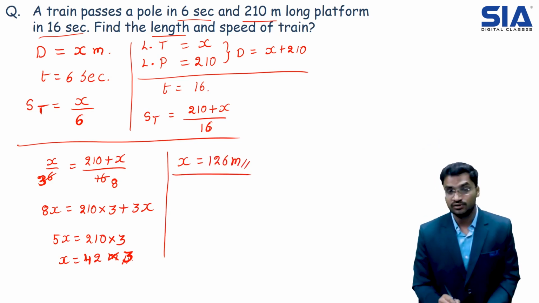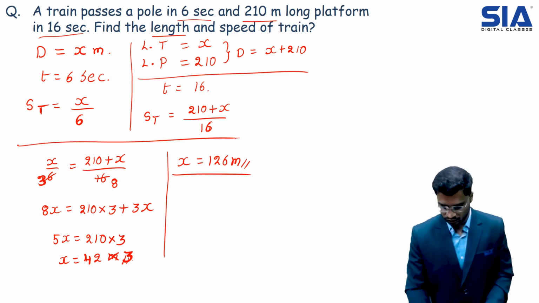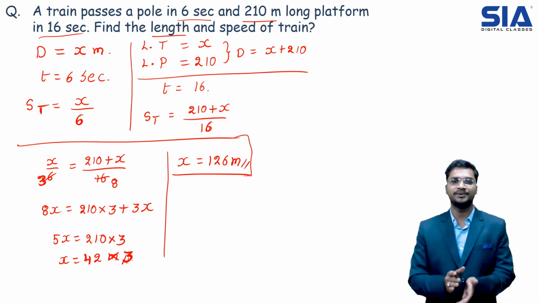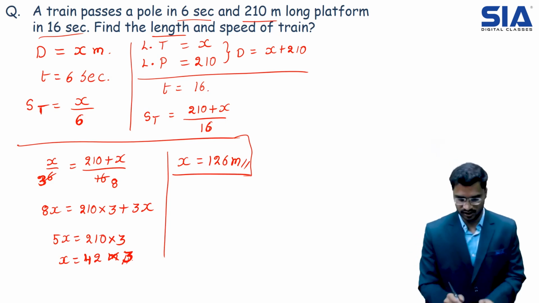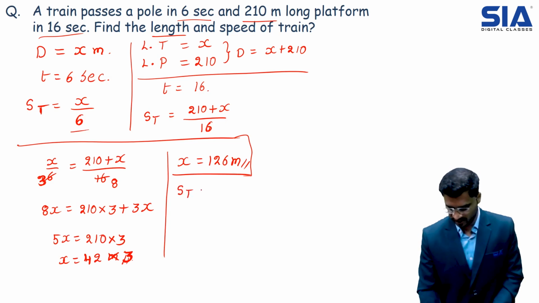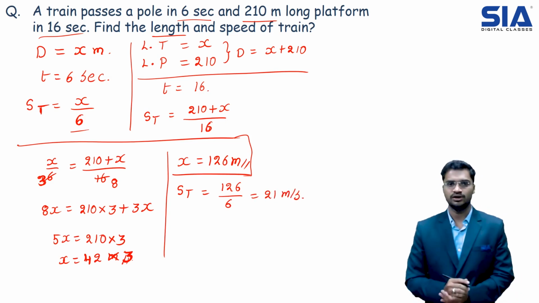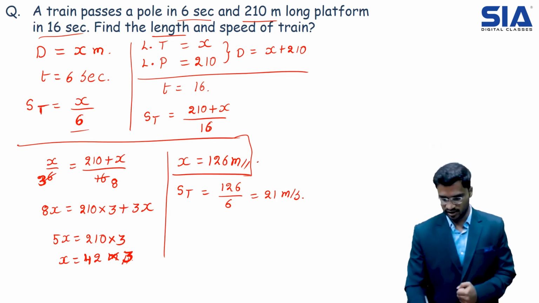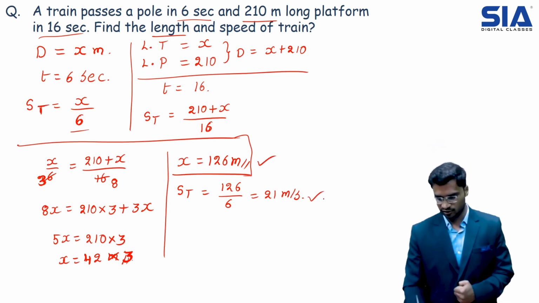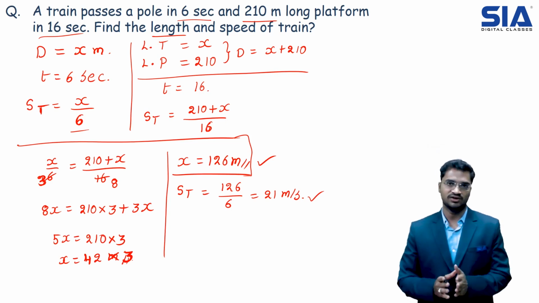So we have found the length of the train. Here the length of the train is 126 meters. So by using this, can I find the speed of the train? Yes, I can find the speed of the train. We know the speed of the train is x upon 6. So the speed of the train is equal to 126 by 6, which is 21 meters per second. So here we have found the length of the train and we have also found the speed of the train. This is a basic approach for solving this question.